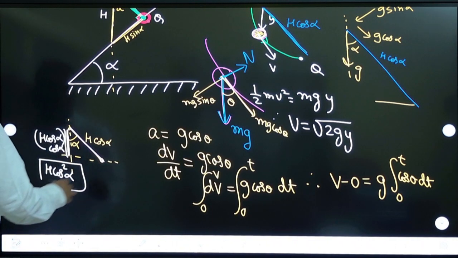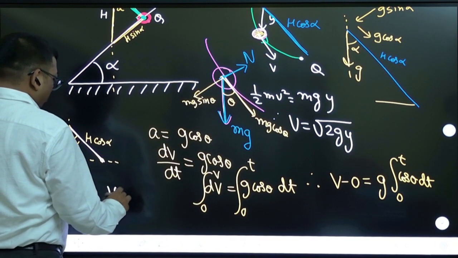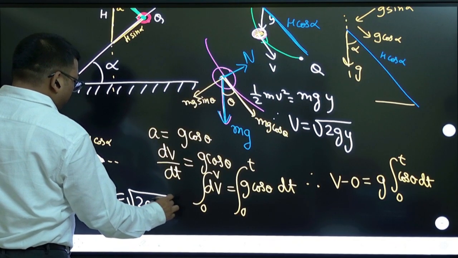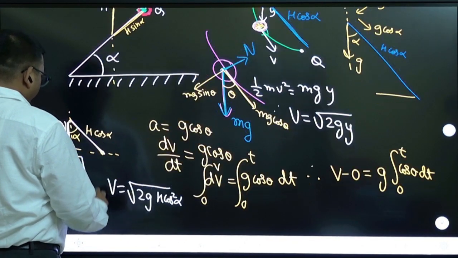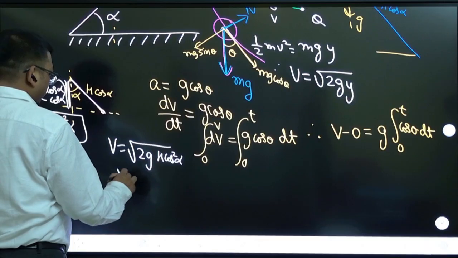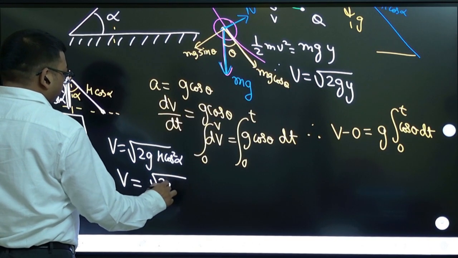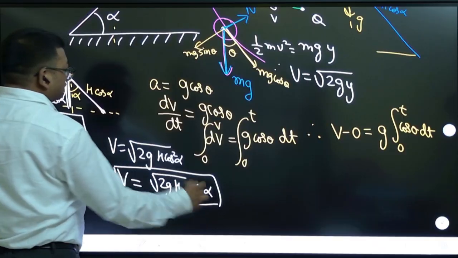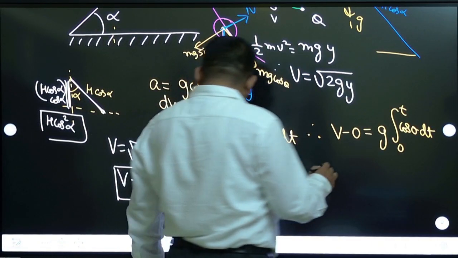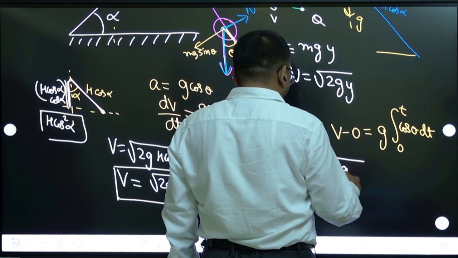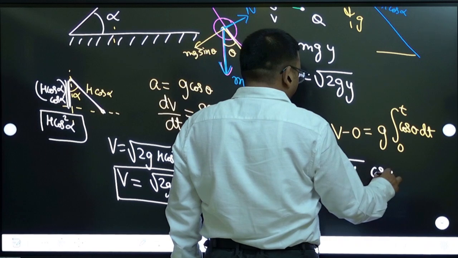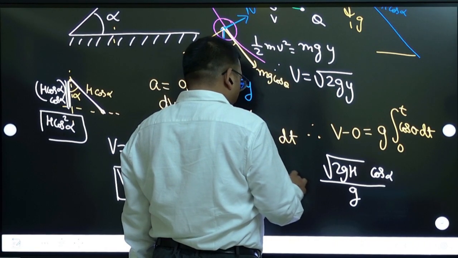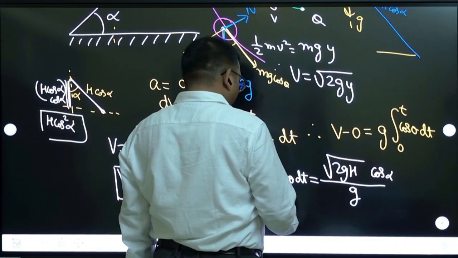Right, to this height. So if you use this formula, v is equal to root under 2g y, you have to use y as h cos square alpha. So from here you will get v is equal to root under 2gh times cos alpha. Alpha is anyway constant, but how theta is changing, that we have to think about. So root under 2gh into cos alpha divided by g, and this integration of cos theta dt is what we need to do from 0 to t.